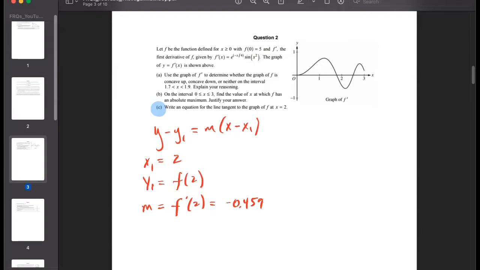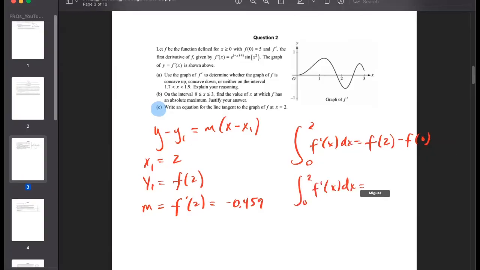So that's where we're going to use that same idea as part B and do the integral from 0 to 2 of f prime of x, which is equal to f of 2 minus f of 0. Again, this is just the integral of that derivative function, and that's equal to f of 2 minus 5. Once I integrate, I plug everything into my calculator for the value on the left side. I add the 5, and I get that f of 2 is about 5.623. And so now I find that my y1 is 5.623.